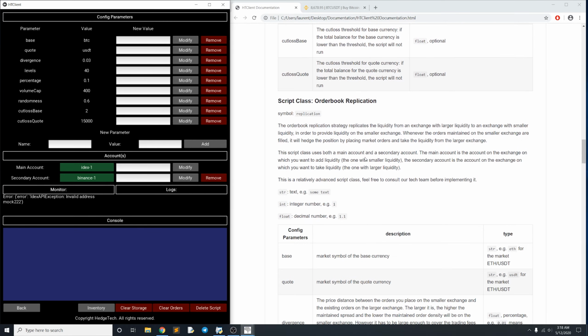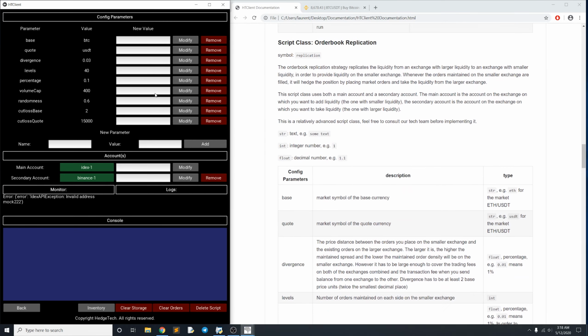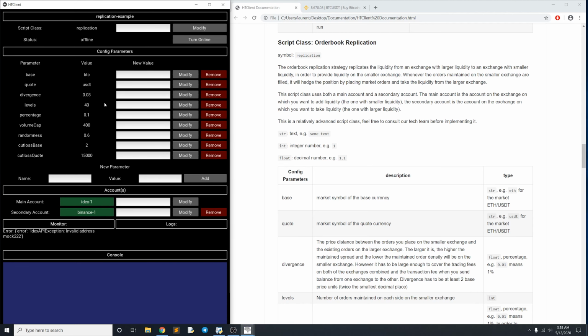And I'll go to the corresponding section. There it is. So order book replication allows you to completely hedge the risk by taking liquidity from a larger exchange. It requires a little less inventory than, for example, the maker strategy, but there are a couple cons to this strategy. The first one is that the spread that can be achieved with the order book replication strategy will be higher than the one that can be achieved with the maker strategy, for example. And I'll come back to that in a minute.